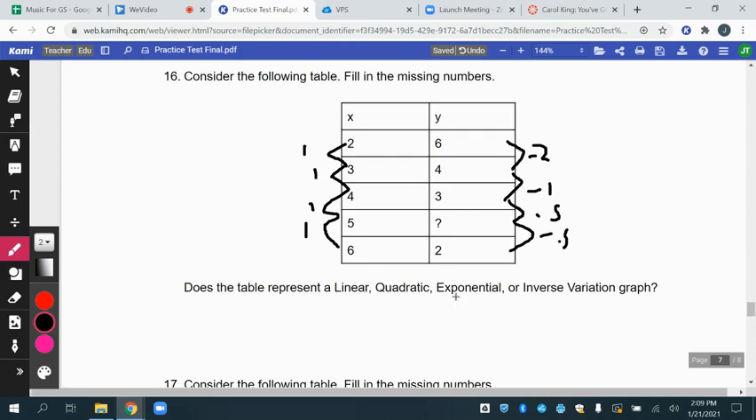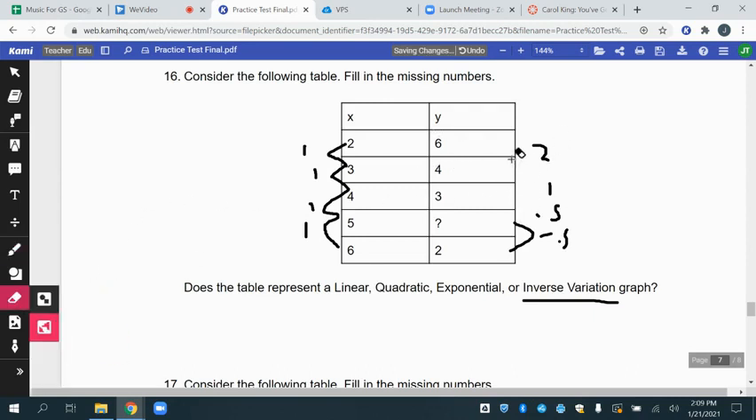It's not exponential because that would mean that I would get the same number twice or something. I'd get the same types of numbers there. That's not working. So maybe it's inverse variation. If you remember, inverse variation says 2 times 6 has to be the same as 3 times 4. X times y has to always be the same number. Does that work? Indeed, it does.